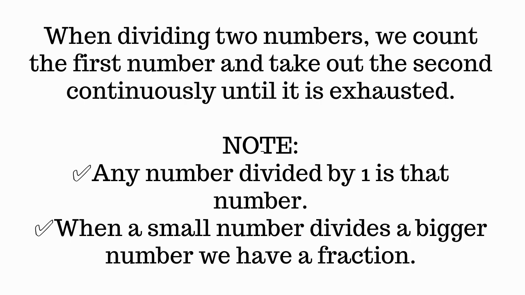When dividing two numbers, we count the first number and take out the second number continuously until the first number is exhausted. Note: any number divided by 1 is that number. When a small number divides a bigger number, we have a fraction.